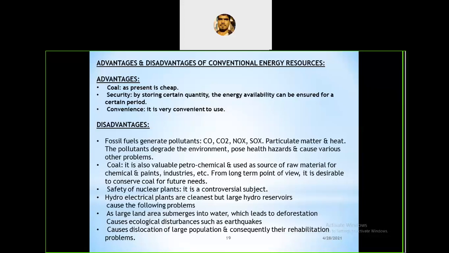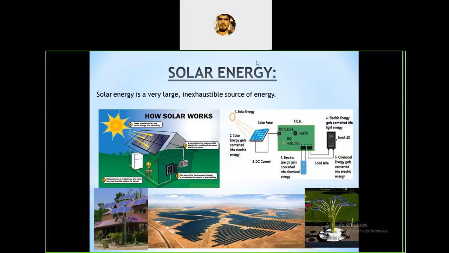So again, they have advantages and they have disadvantages. Apart from these things, we switch to the commercial, non-commercial, and non-conventional energy sources. Whatever the module is, it is highly concentrated on the non-conventional energy sources. In that, the first energy that comes is solar energy.